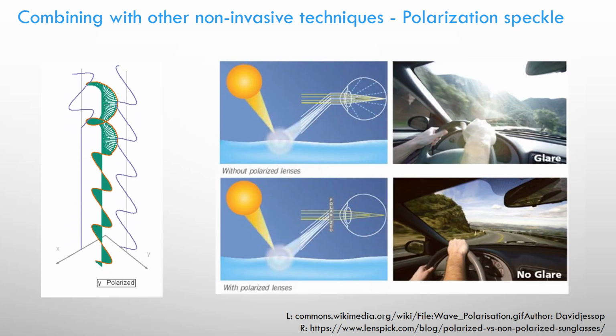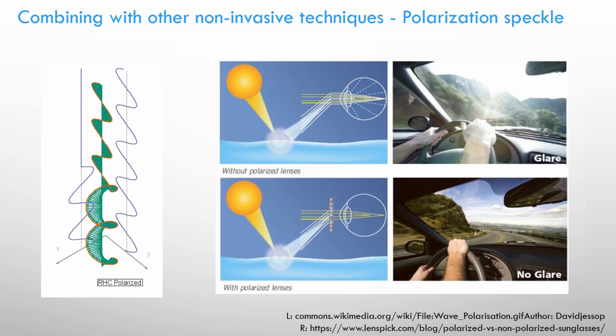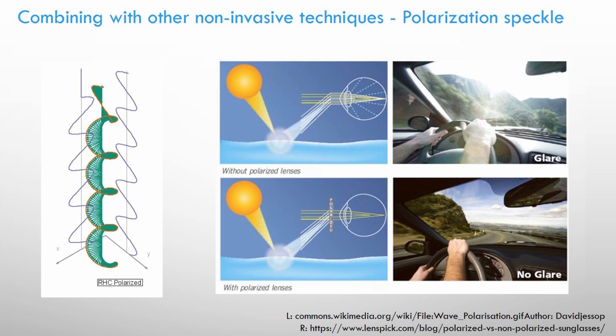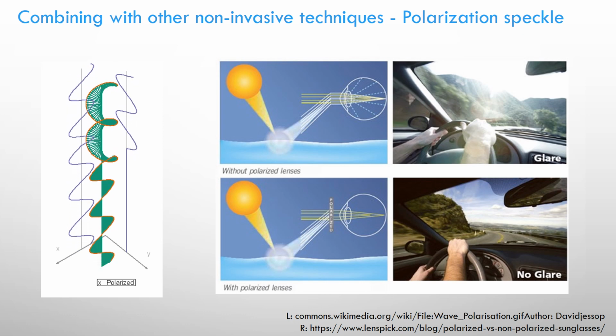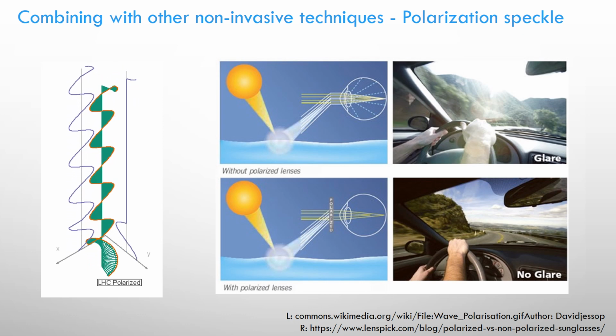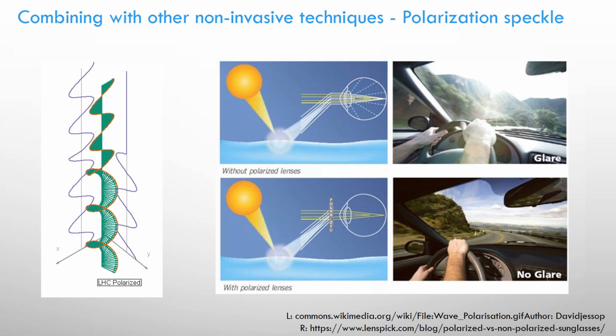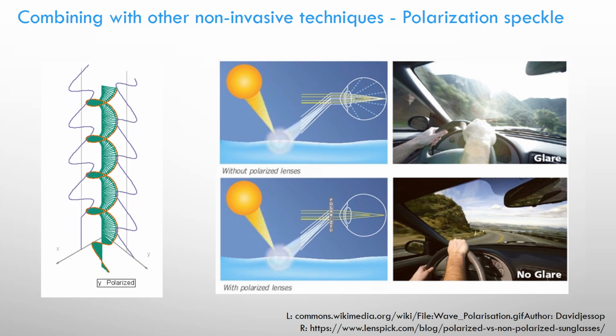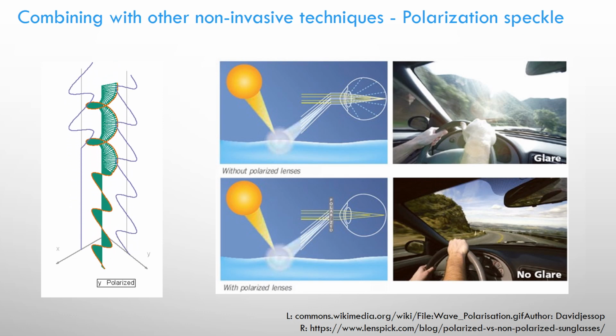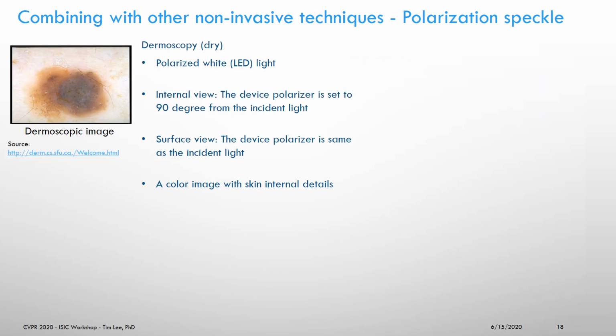All of you might have used a polarizer before. For example, your sunglasses or the windshield of your car are polarizers. They allow light with certain polarization to pass through. By rejecting most of the randomly polarized light, we can see clearly without glare. So, you would say that is physics. What does it have to do with dermoscopy?